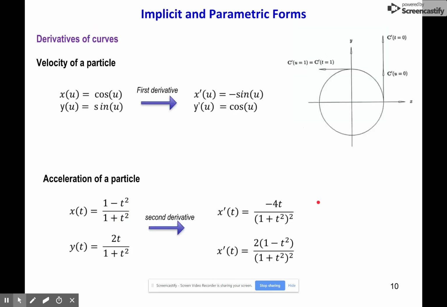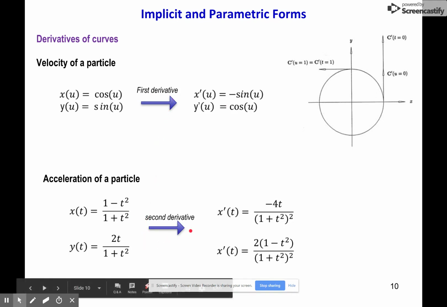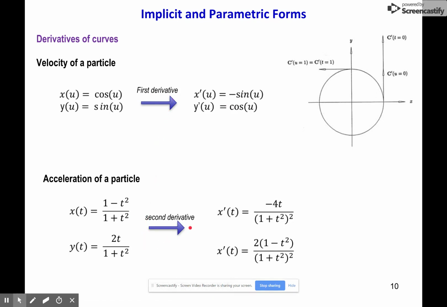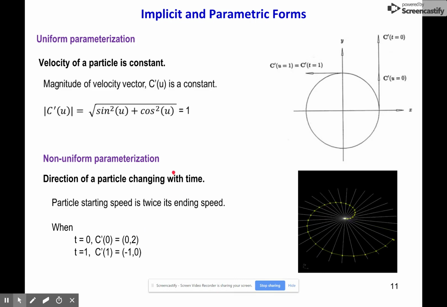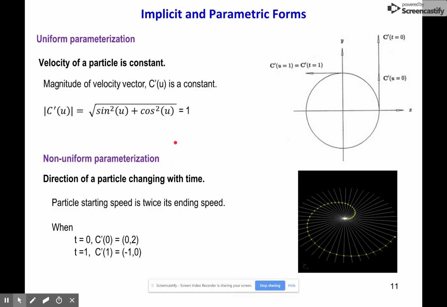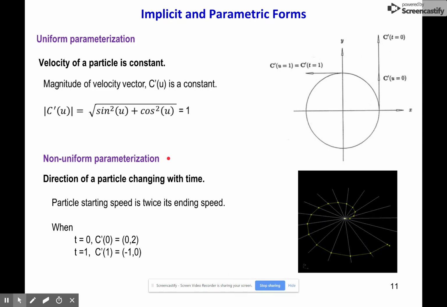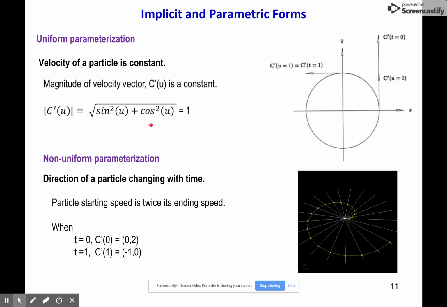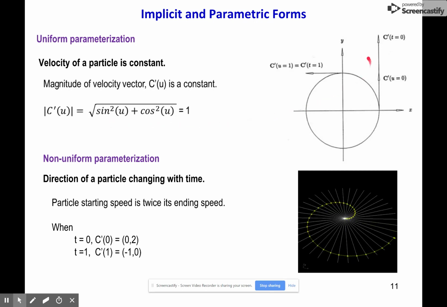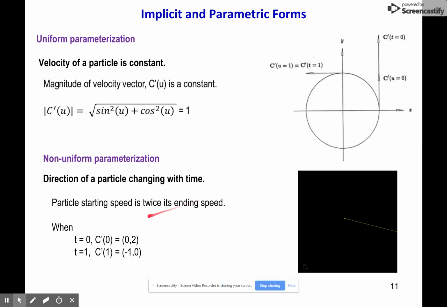If we take the derivative of the parametric form, we get the velocity and acceleration. The first derivative produces the velocity of the particle, and the second derivative produces the acceleration of the particle. We have two terminologies here, uniform parameterization and non-uniform parameterization. Uniform parameterization is basically about the magnitude of the velocity. When we take the magnitude, we get 1. That means we have constant speed here.